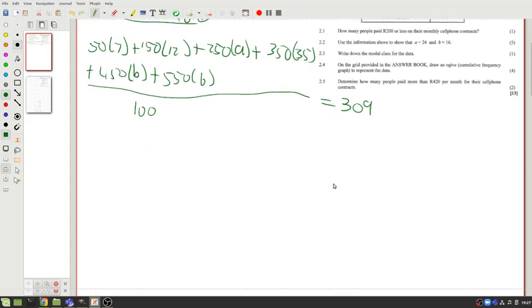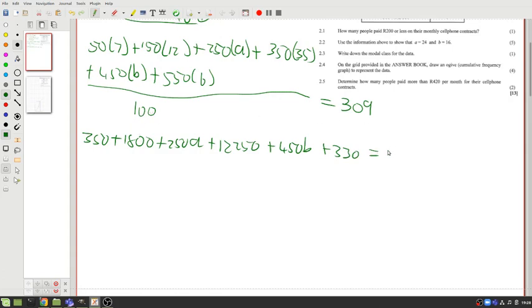Let's simplify that a little bit. I'm going to multiply both sides by 100. On the top, we're just going to multiply this out. That gives us 350 plus 1,800 plus 250A plus 12,250 plus 450B plus, and 550 times 6 is 3,300, equals, and then we times both sides by 100 to get 30,900. Now let's keep the A and B on the left again.